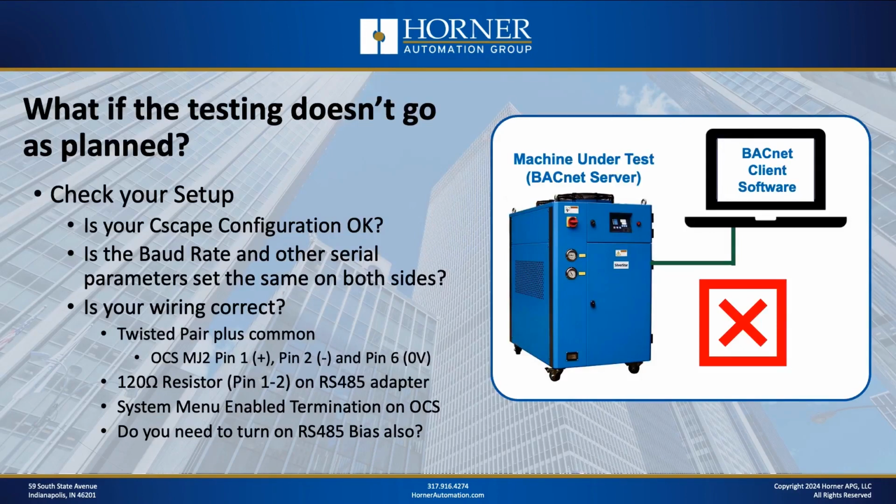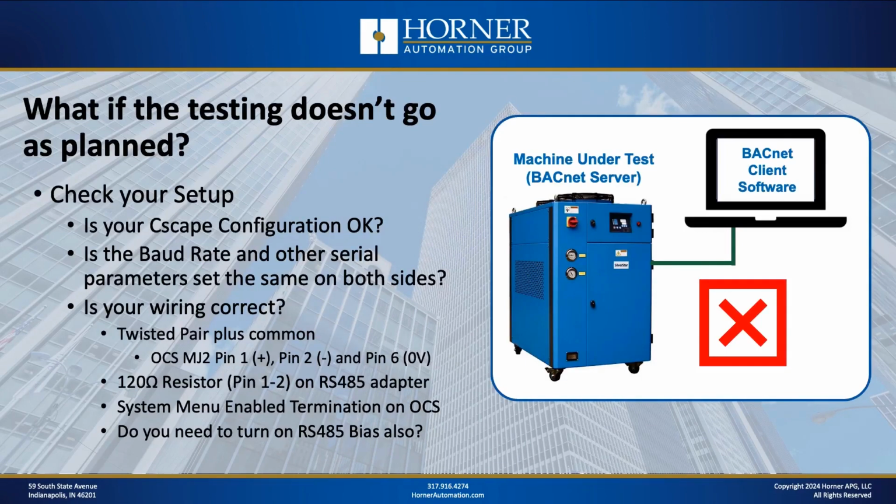And then you can enable termination on the OCS side just by going to the system menu and turning it on, under the serial port setup there. So termination is something you may need to deal with on your test network. And then possibly you might need to turn biasing on as well.